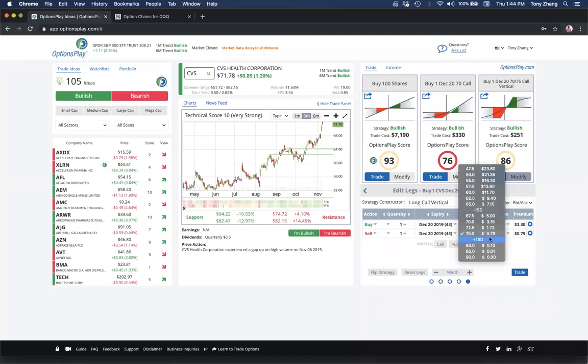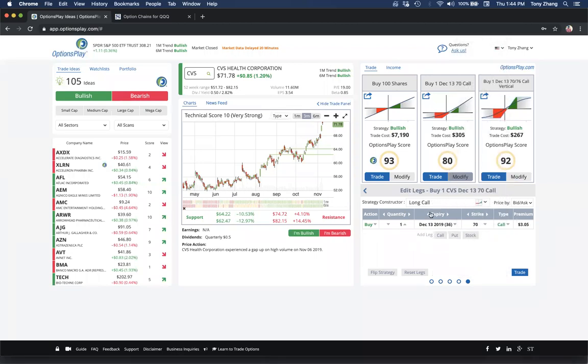Normally I'd pick somewhere in between 75 and 80, but that's a pretty big gap, $5 on a $71 stock. So that's why this vertical doesn't look particularly attractive to me, because there just aren't enough strikes to trade. Sometimes this is why I like to trade the weeklies, because as you can see here, you have 50-cent strikes.